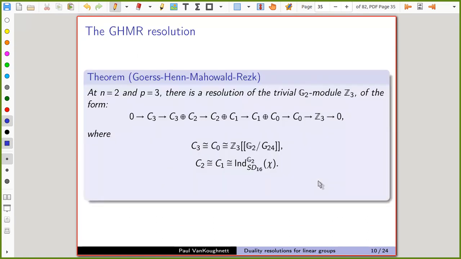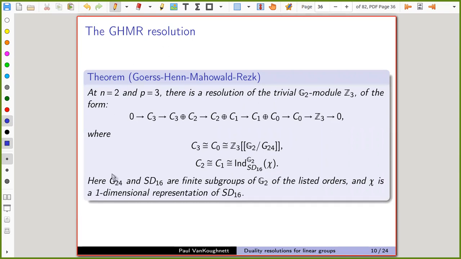So let's talk about some more complicated versions of this idea. If you move up from height 1 to height 2, then Goerss, Henn, Mahowald, and Rezk constructed this resolution of the trivial G_2 module, which looks like this. Okay, so this is similar to the resolution I was showing you for Z_2 cross, in that each of the terms in this is induced from some finite dimensional representation of a finite subgroup. I guess I should say that G_24 and SD_16 are two finite subgroups of G_2 of orders 24 and 16. And this object chi is a 1-dimensional representation of SD_16.